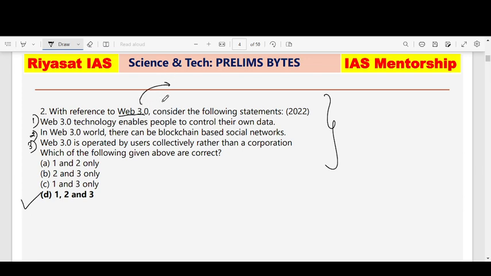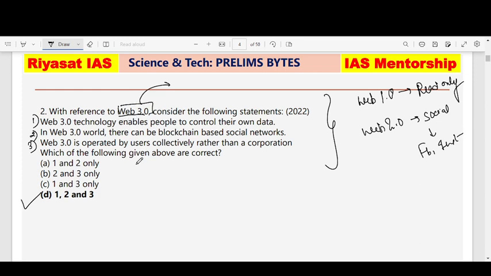Basically, Web 3.0 is a very advanced version of the web. Web 1.0 was focused on read-only sites. Then came Web 2.0, also known as the social web, because here Facebook and Insta came. But Web 3.0 allows you to create your own content, and for this blockchain technology is used. What is the meaning of blockchain? It means information is connected with each other.